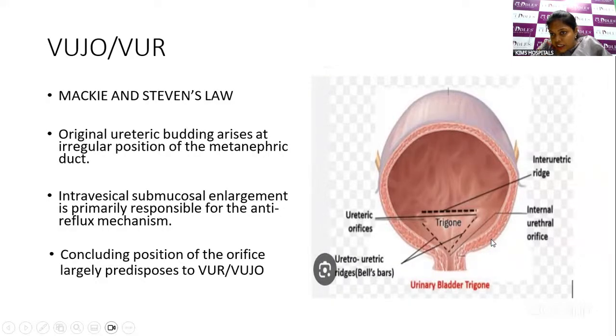We see this is the bladder submucosa. So a good length of ureter runs and then attaches at the trigone. If the length is shortened, that is where we see the occurrence of vesicoureteric reflux, or obstruction may also occur at this point. As I have told, the intravesical submucosal running of the ureter is primarily responsible for the anti-reflux mechanism.